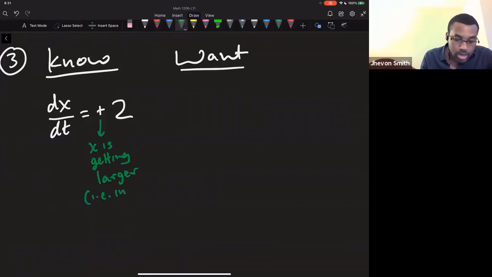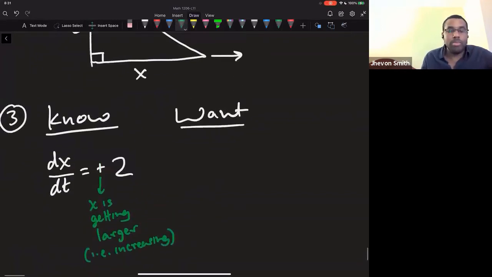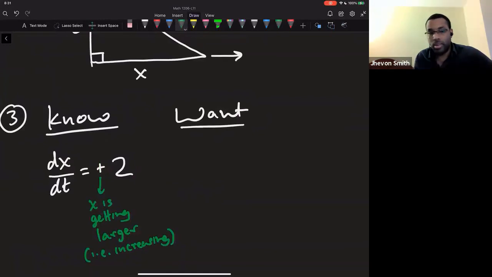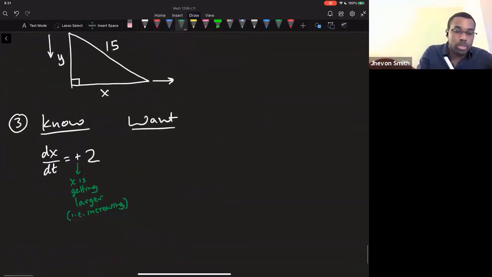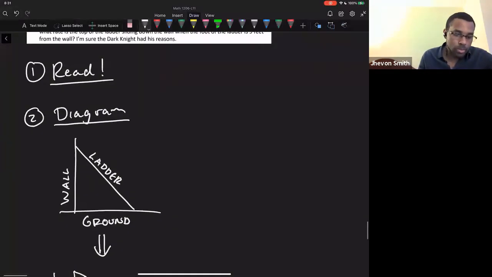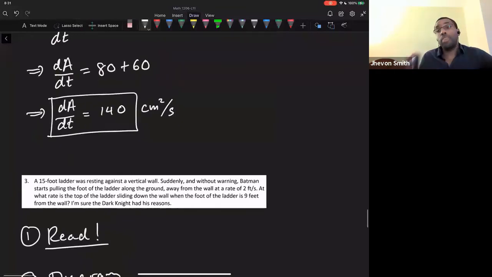i.e. increasing, which we now know what that means. Something that's increasing has a positive derivative. So dx dt must be positive. By reading carefully, I realize, oh, Batman is pulling it away. I have a diagram to set it up. If Batman is doing this, this is how the diagram is going to respond.